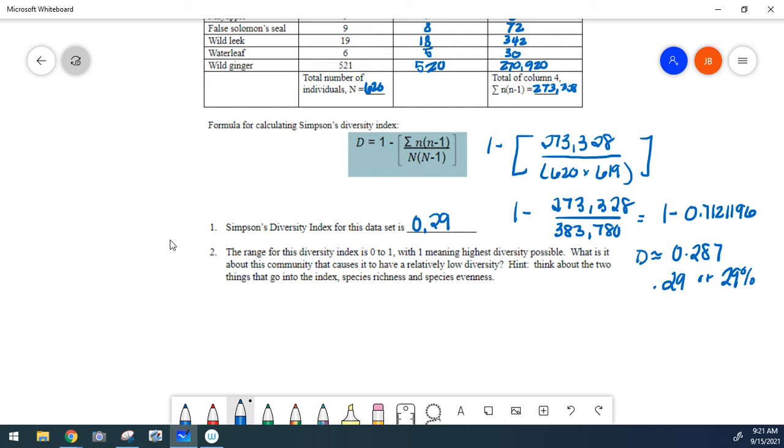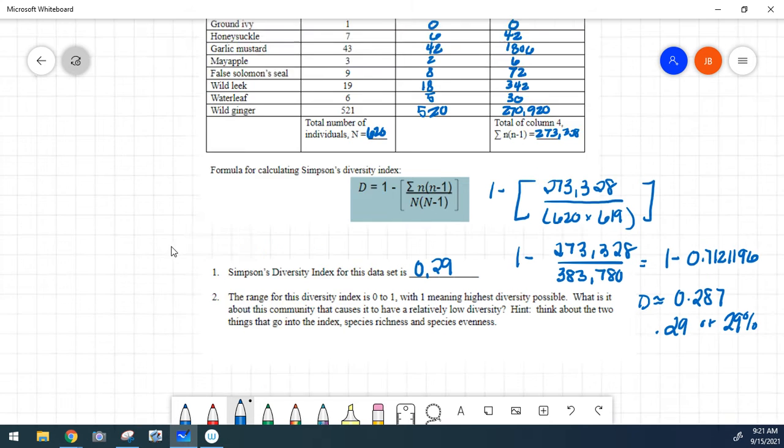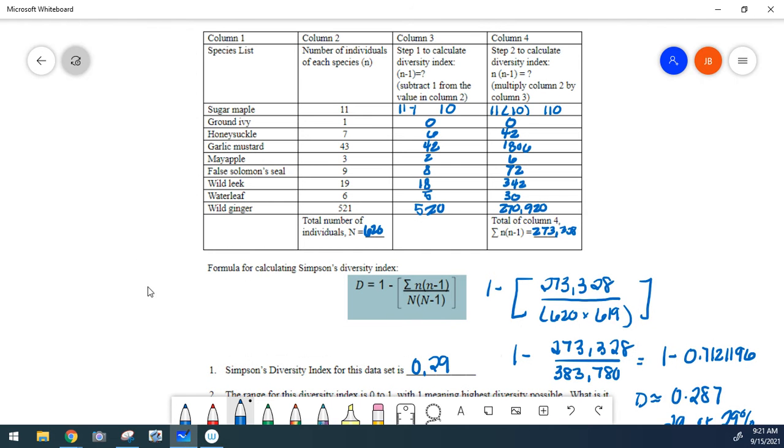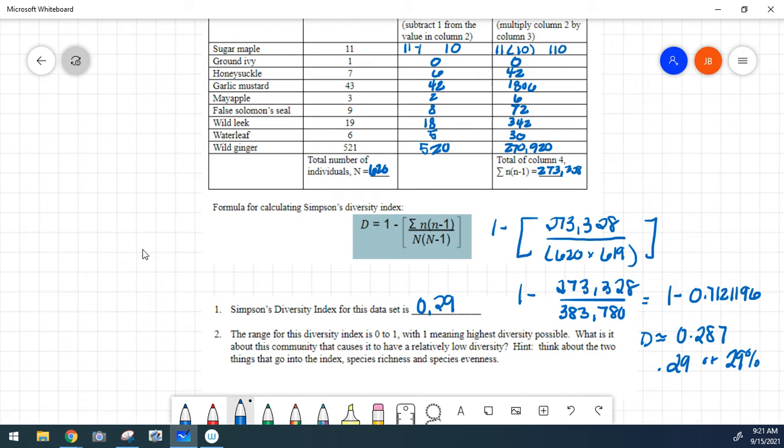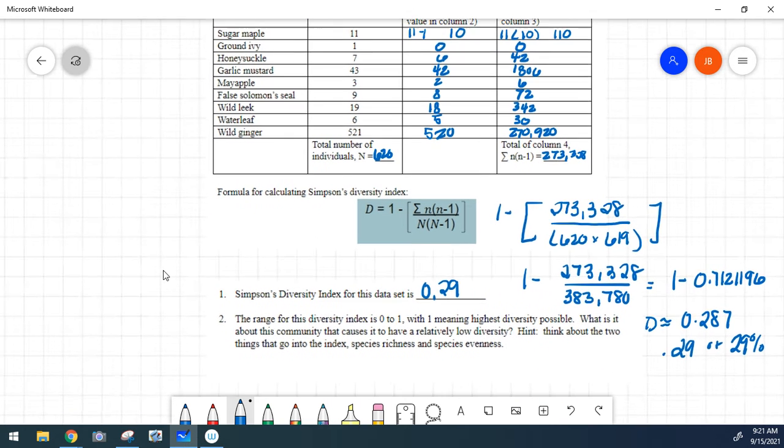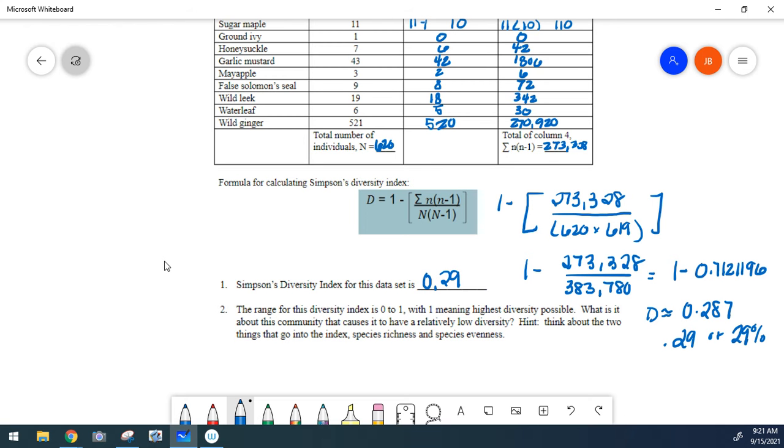And so if we think about diversity in terms of not only richness, but also evenness, even though this particular community has multiple species in it, it doesn't have evenness. And if you can see, the wild ginger has 521, so it pretty much is the dominant species in this one. So when you answer, you would answer something about lack of evenness, and that's going to be what causes the diversity to be so low.